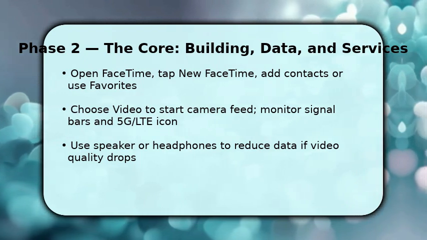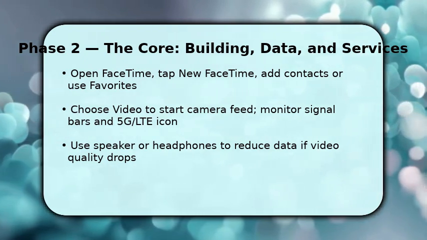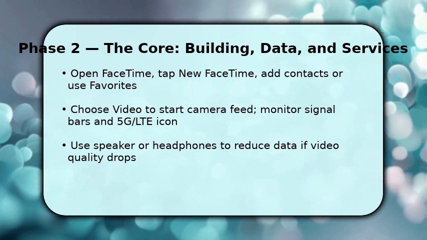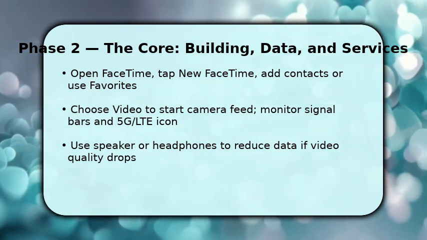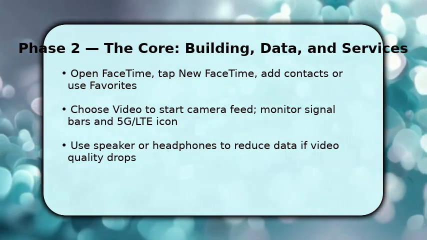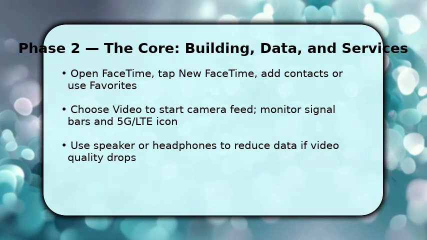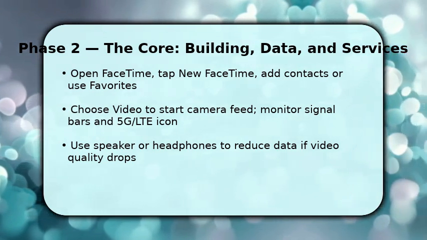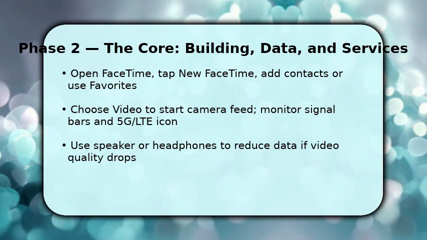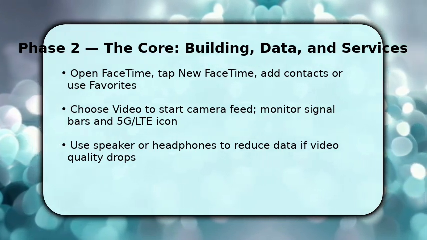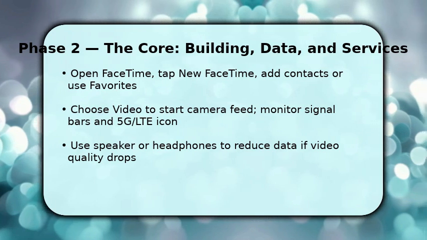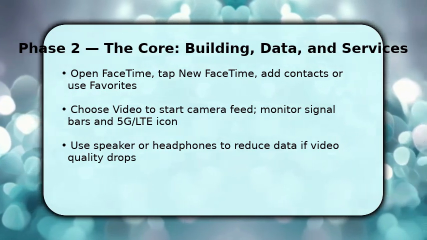As the call connects, watch the signal strength and the LTE or 5G icon so you know you're on mobile data. If bandwidth dips, make adjustments: switch to rear camera, turn off your video to save data, or use headphones for clearer audio. Also, make sure background app refresh is limited so other apps do not consume your cellular allowance.